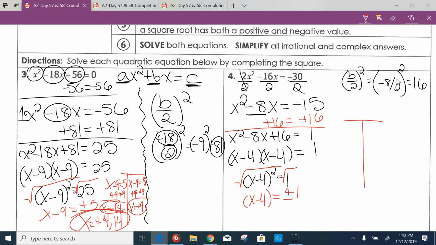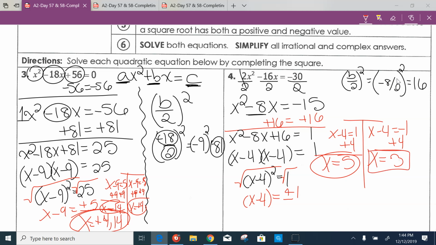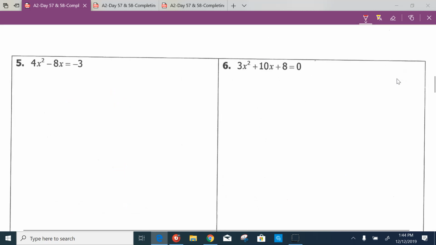So now I have to do my two equations. I'm going to have to solve x minus 4 equals positive 1 and x minus 4 equals negative 1. Both require me adding 4 to both sides. I get x equals 1 plus 4, which is 5 on the left side. And I get x equals negative 1 plus 4, which is 3 on the right side. So my solutions are x equals positive 3 and positive 5. If I graphed it, those are the two spots where my graph would intersect the x-axis. Let's continue on the back with some more examples.